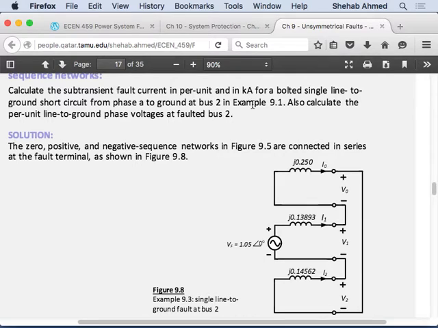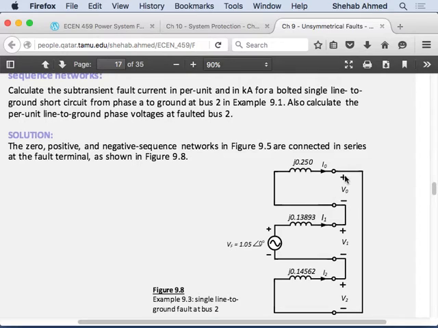So they want the per unit fault current and the actual value of the fault current for this single line to ground short circuit. As soon as I tell you single line to ground short circuit, you take your 3 sequence circuits and connect them in a certain way. And if they tell you bolted, you put 3ZF equal to 0. Then you calculate the current. The current in the circuit is equal to this voltage divided by the 3 impedances that are in the circuit. That's the current I1, it's also the current I0, it's also the current I2. Right? So now you have your sequence currents.